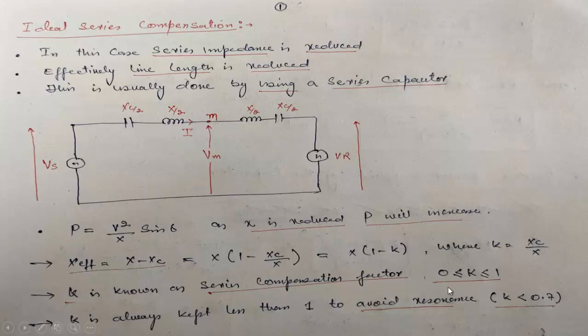Its value is usually from 0 to 1. Its value is not kept more than 1, and it's never kept close to 1 either. Because if you keep it equal to 1, it will result in resonance. And we know that when resonance occurs between inductance and capacitance, it results in high voltage amplification across inductance and capacitance. So to avoid that, we always keep this K less than 0.7.